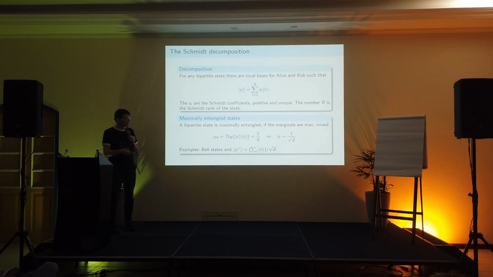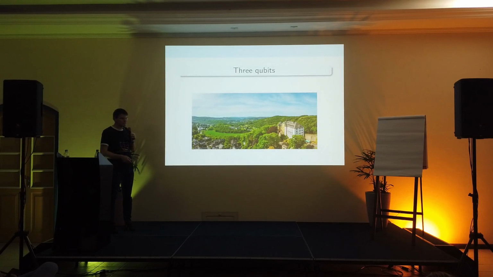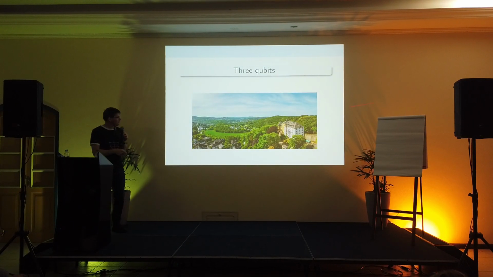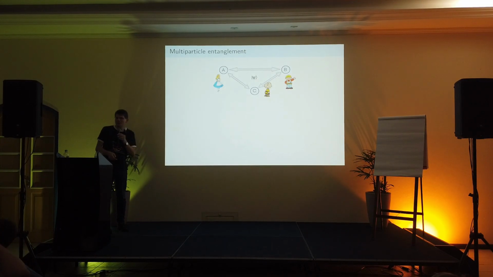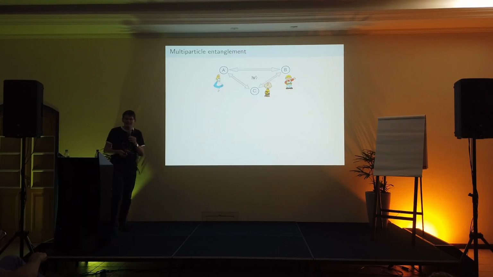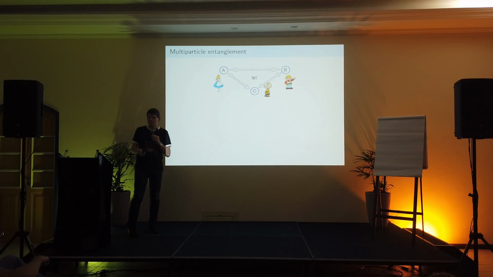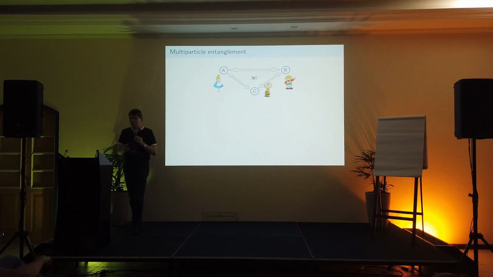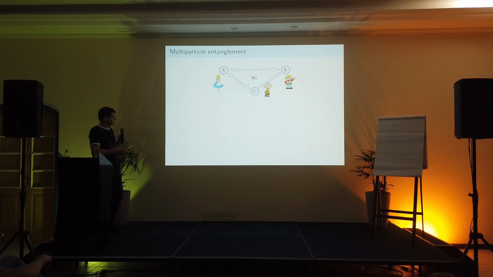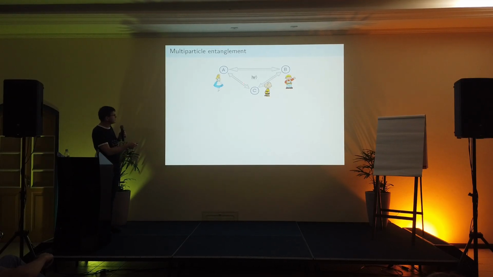Okay, good. So let's start with Zwickmühlen. This is the castle also close to Siegen where we did our group retreat. So let's start with multi-particle entanglement. In multi-particle entanglement, we have, for instance, three parties, typically called Alice, Bob, and Charlie. And they share some quantum state.